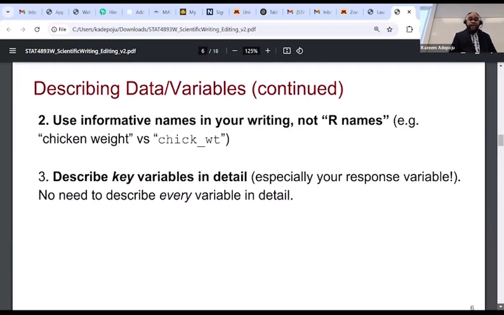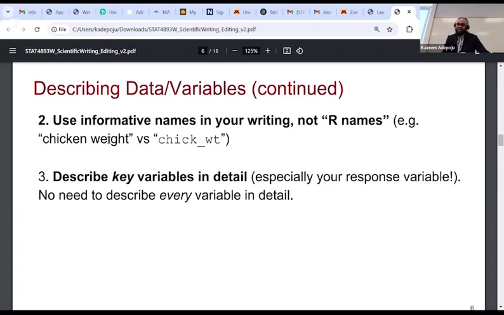Now, another thing, I've seen this a lot. Please pay attention if you want to get all the points in the assessment. I know some of you use software like R. If you are describing your variable, don't use chick underscore WT. I know that is an acronym that you use in R for simplicity, right? Use the original variable name, chicken weight. Does that make sense? Chicken weight.